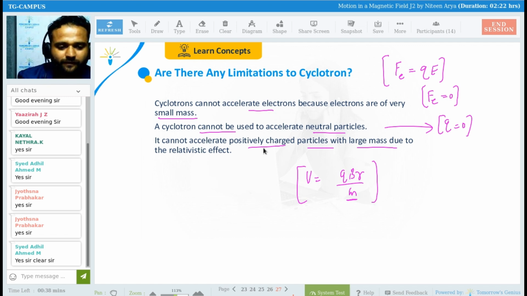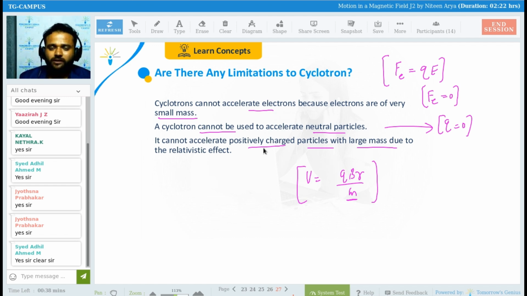What is the relativistic effect? When any particular charged particle starts moving with the speed of light, it deviates in its mass. That means for any particular particle, the rest mass is something else, and the mass with which it is moving is something else. That particular mass is known as relativistic mass. Any student who takes only core physics will understand what I'm saying right now.